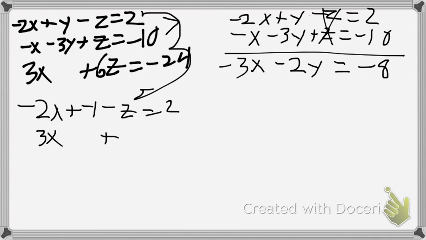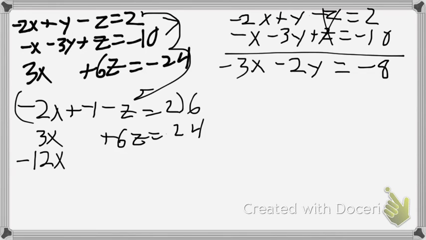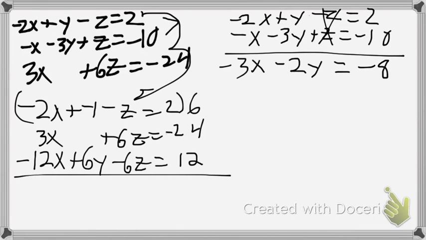So we have negative 2x plus y minus z equals 2, and then we have 3x plus 6z equals negative 24. What I'm going to do is multiply the top equation by 6. That gives me negative 12x plus 6y minus 6z equals 12. So 3x minus 12x gives me negative 9x. 0 plus 6y gives me a positive 6y. 6z minus 6z is 0. And negative 24 plus 12 is negative 12. So that's my second equation.